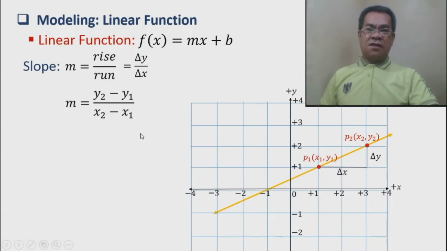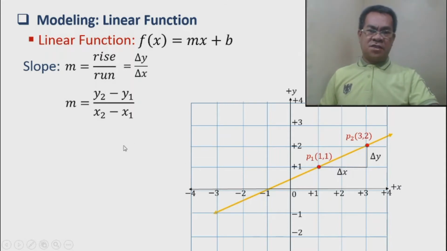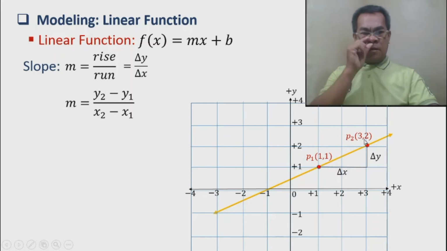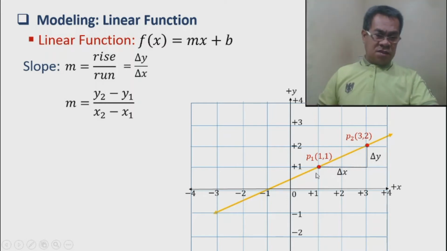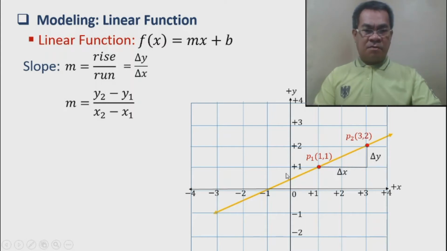All you need to do is substitute, then you will arrive at the answer. Suppose point 1 has a coordinate of 1 and 1, so this is the abscissa coordinate. And this is point 2, 3 and 2. You can notice here, this is drawn to scale. This is 1 unit and this is 1 unit. This is 3 units of x, 2 units of y. Calculate the slope of the line given these two pieces of information.